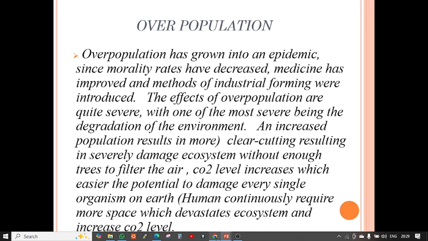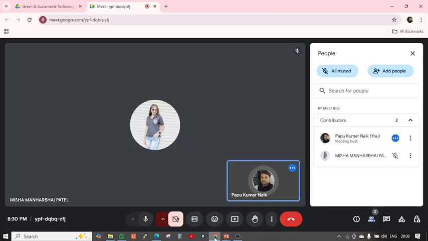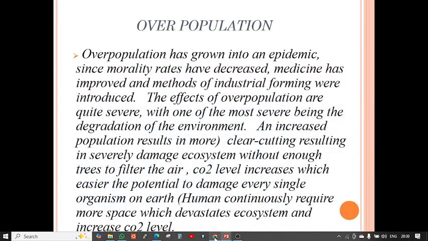Industrial farming, in order to meet the demands of this overpopulation, we are also doing industrial farming. Industrial farming is the farming mostly done with different kinds of advanced techniques. So the effects of overpopulation are quite severe due to the changes in the environment in order to meet the demands of this. One of the most severe is degradation of the environment.